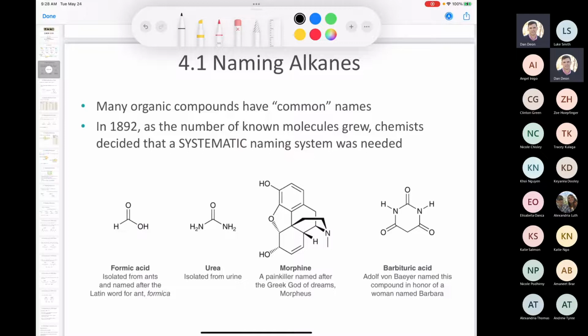And it says here that many organic compounds have common names. In fact, when scientists first started isolating and determining the structures of organic compounds, they just gave them any old random name, names that they liked. For example, formic acid, you see formic acid here, that was isolated from ants and named after the Latin word for ant, which is formica.